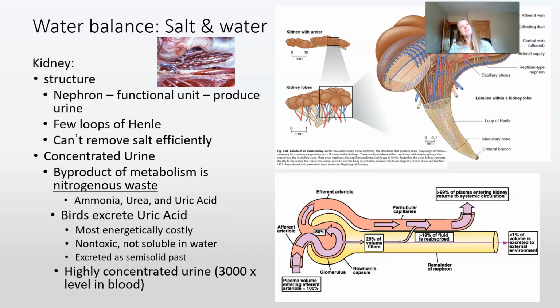All right, now when we're thinking about salt and water balance, how do we maintain that homeostasis, as well as getting rid of nitrogenous waste from metabolism? So kidneys are the main structure for this. Here's a dissected version of an avian kidney, what it looks like, and then the structure of the kidney, as well as a close-up cartoon of how the nephron works. So the nephron is the functional unit of the kidney. This is what's producing urine.